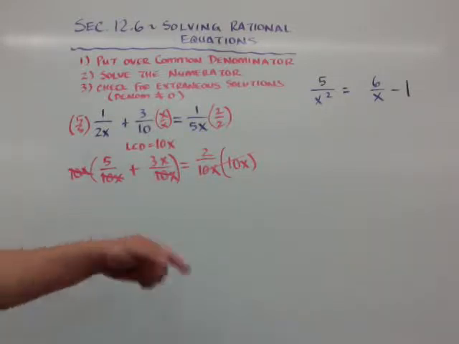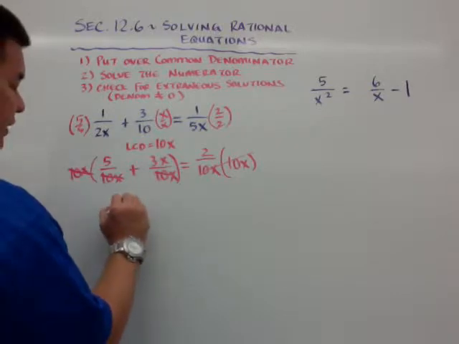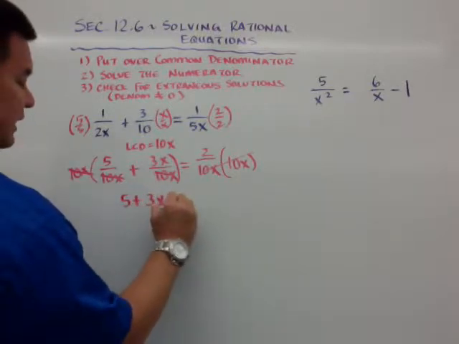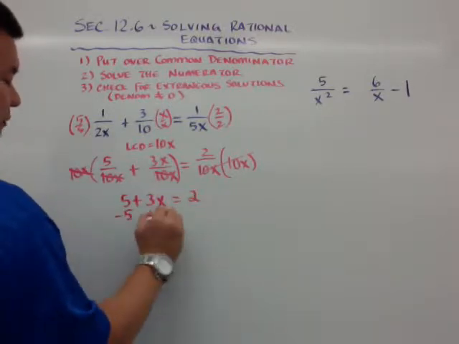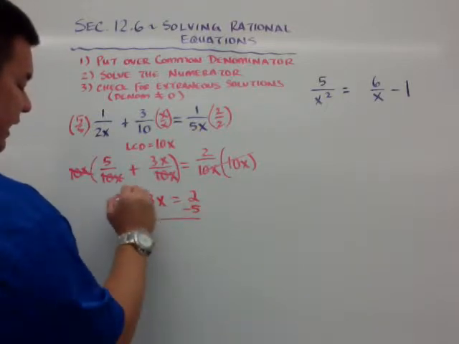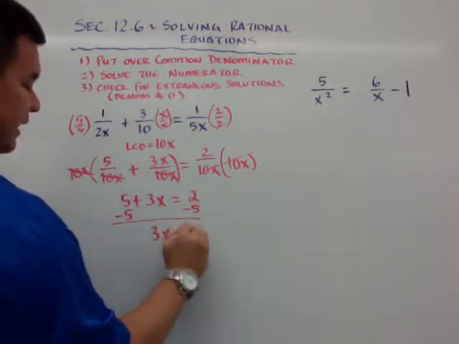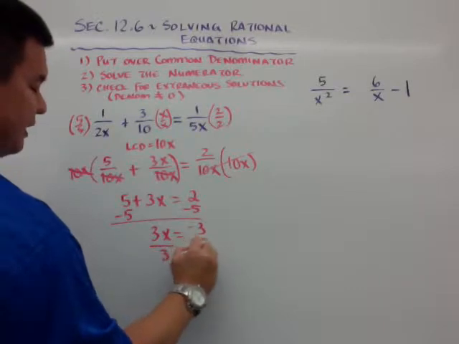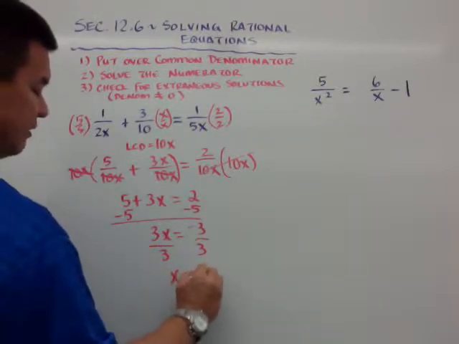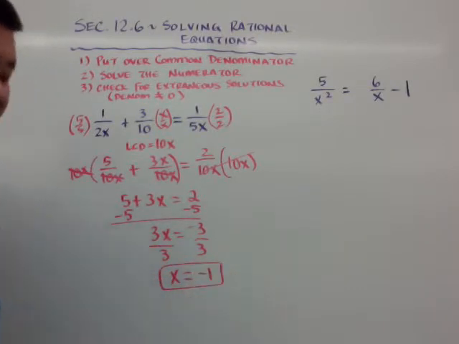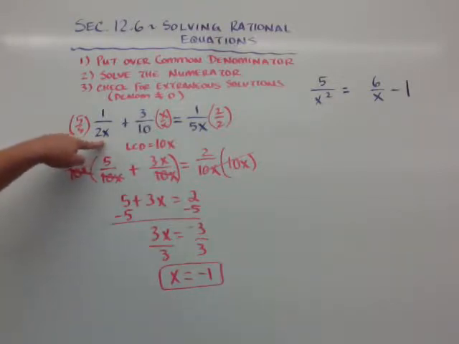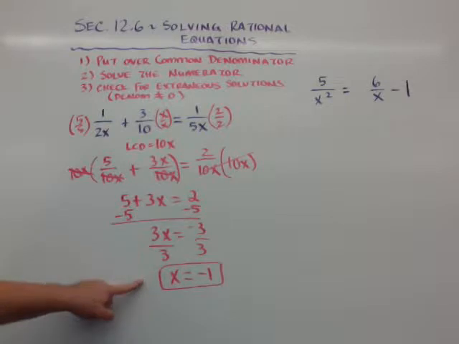So you can just drop off the denominator, solve the numerator, so you get 5 plus 3x is equal to 2. Minus 5 from both sides, and you get 3x is equal to negative 3, divide by 3, and x equals negative 1. Okay, and you can tell x could not equal 0, so negative 1 is a legit answer. So there's your answer. That's how you solve it.